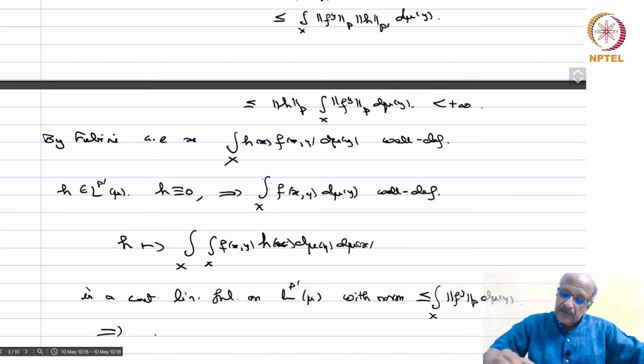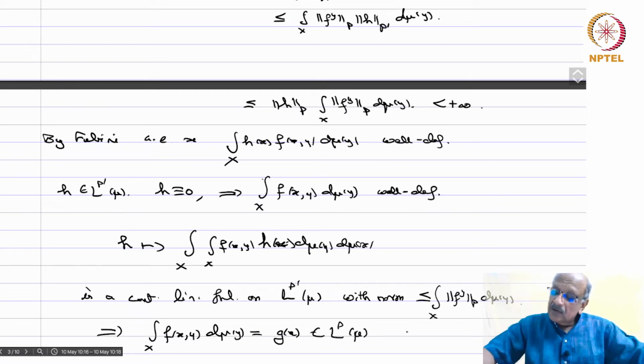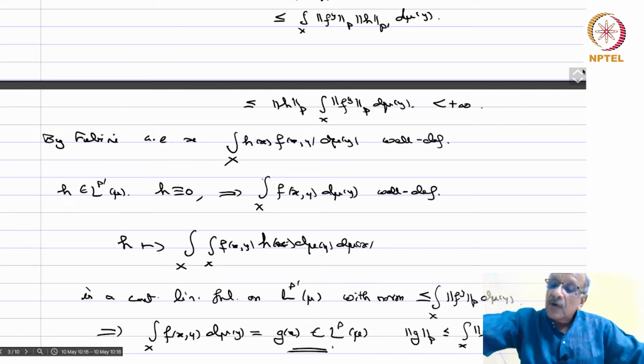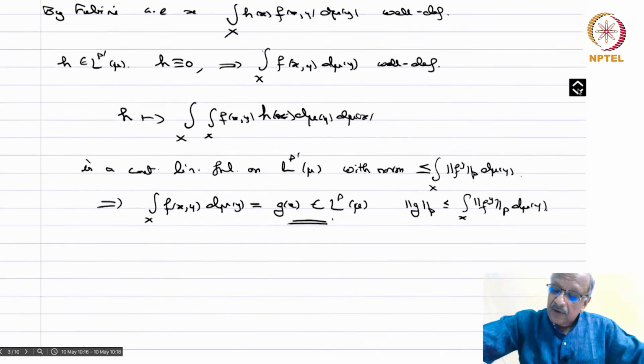So this implies that integral over X of f(x,y) d mu(y) equal to g(x) belongs to L^p(mu), and norm g_p less than or equal to integral over X of norm f_y_p d mu. So that completes the proof of this exercise.